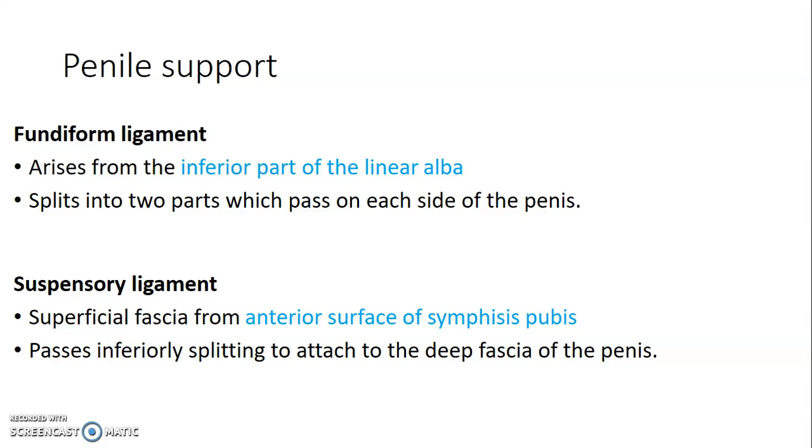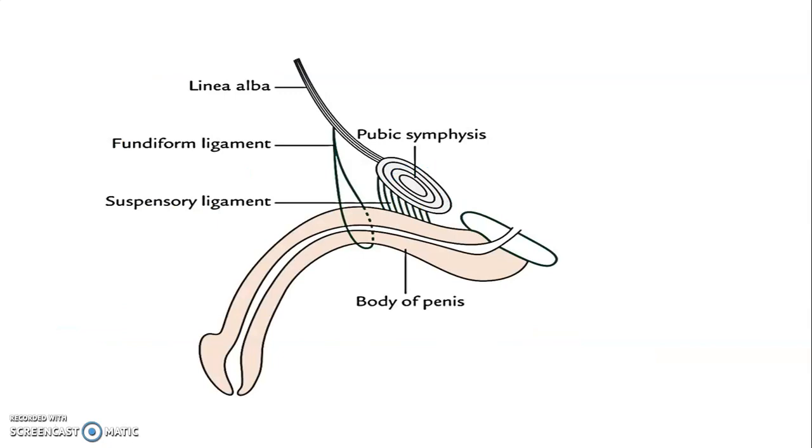Fundiform ligament arises from the inferior part of the linea alba. It splits into two parts and passes on each side of the penis from the linea alba, while the suspensory ligament is from the anterior surface of the pubic symphysis. So fundiform ligament from linea alba, suspensory ligament from the pubic symphysis.